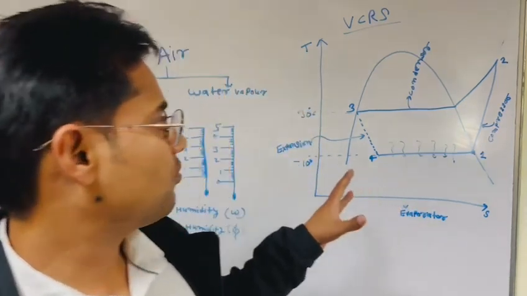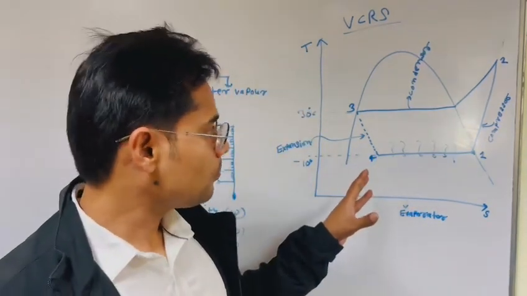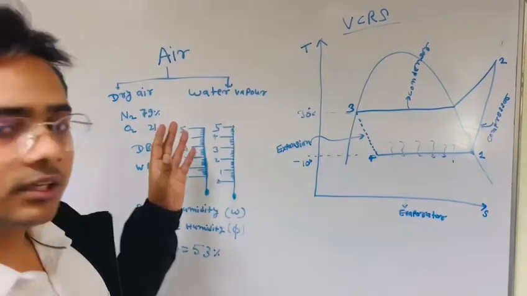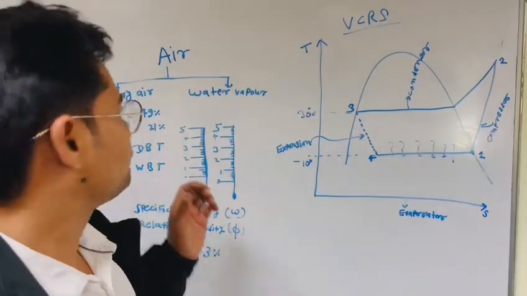So this is an overview of the BCRS cycle. After that I will discuss some portion of air.